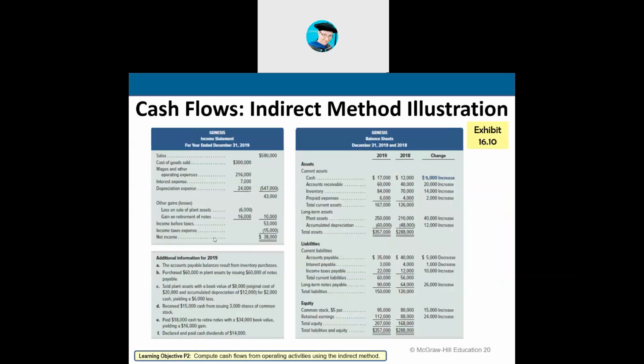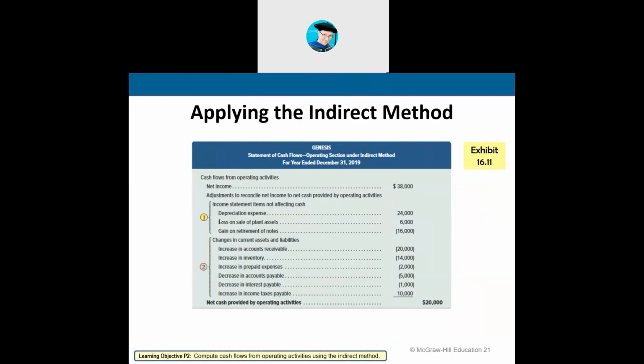So using the indirect method, we take our net income and we reconcile it to our cash. Okay. So in this example, on our income statement, we see that our net income is $38,000, and we see that our cash balance is $17,000, and we have some additional information: purchase, sale, property, plant, equipment, et cetera. We take all of that information and we start to adjust to our net income.